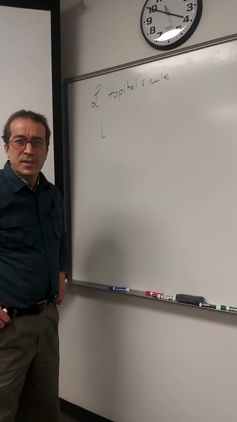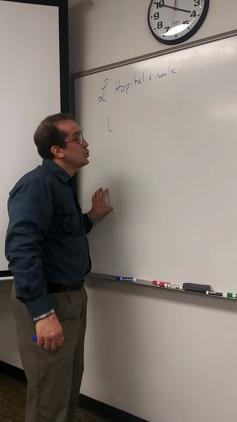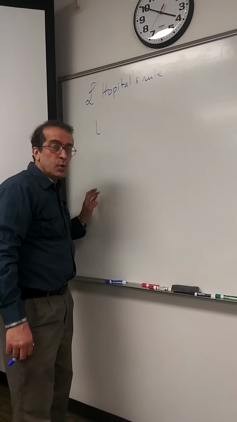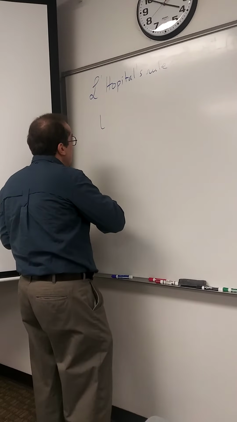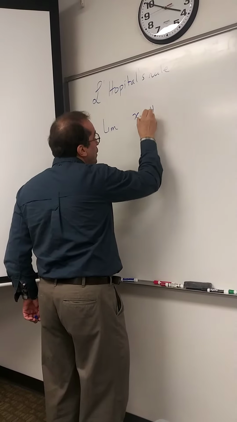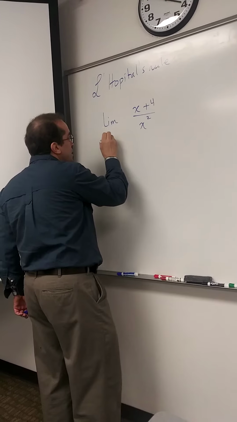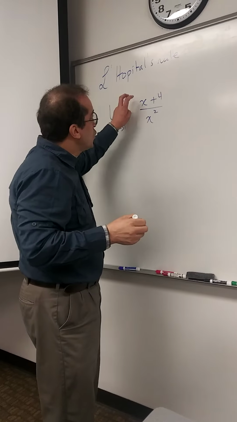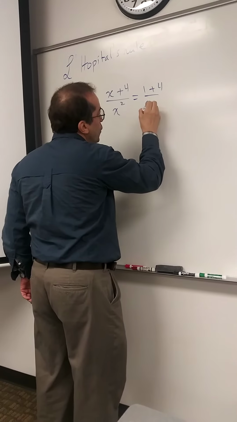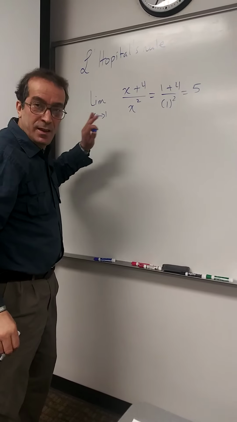Today, we're going to introduce and explain L'Hopital's rule and how it is used to find certain limits. Some limits don't have any issues. For example, I'll just make this up. If you're doing the limit of x plus 4 over x squared as x tends to 1, you substitute 1, and there are no issues. 1 plus 4 over 1 squared is equal to 5. We don't use L'Hopital's rule in this situation.